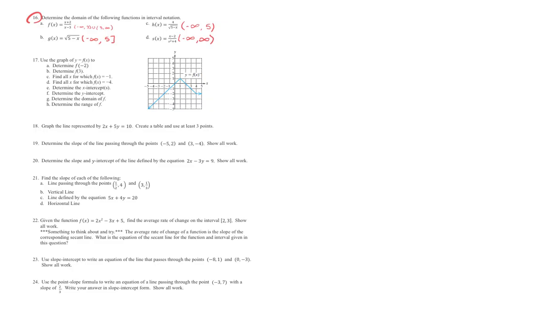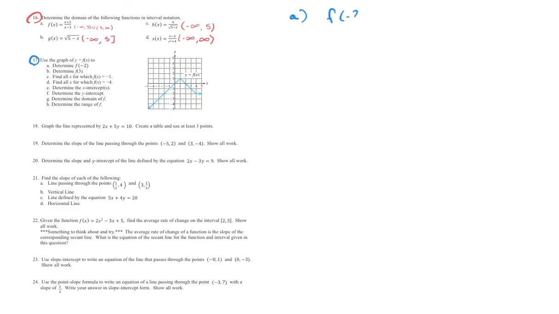Okay, 17. Use the graph to determine f of negative 2. So f of negative 2 is going to be our y value whenever x is negative 2. If I look here, that's negative 1, negative 2. So f of negative 2 is equal to negative 2. I'm going to write these out to the side, actually.